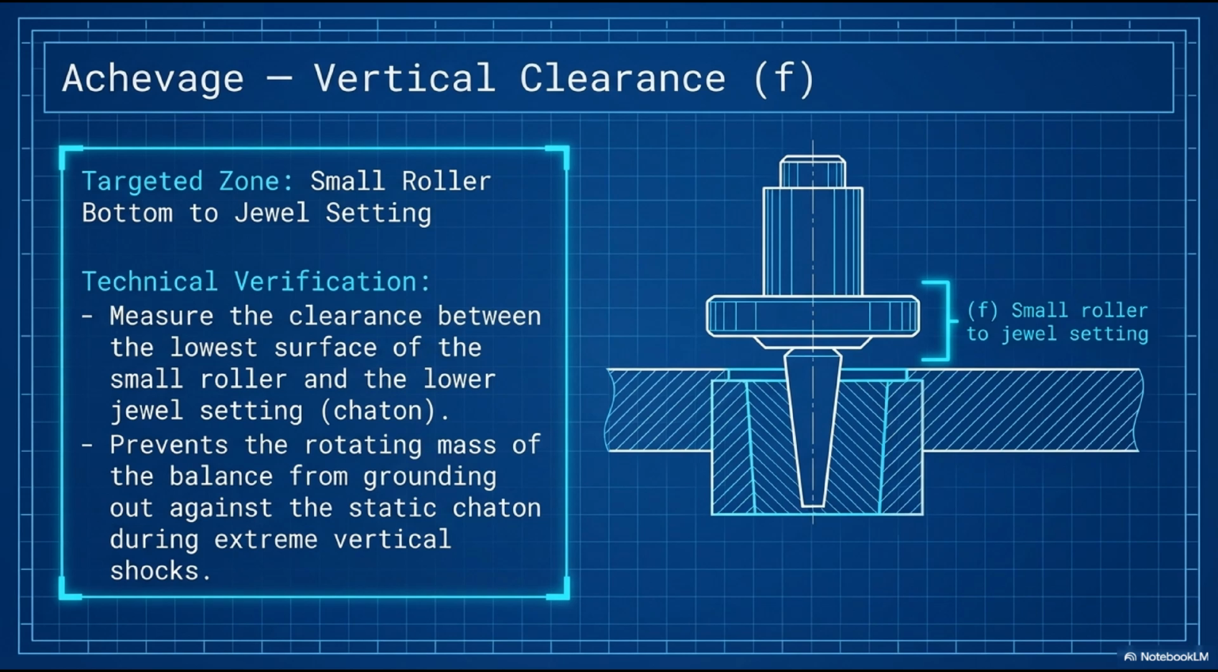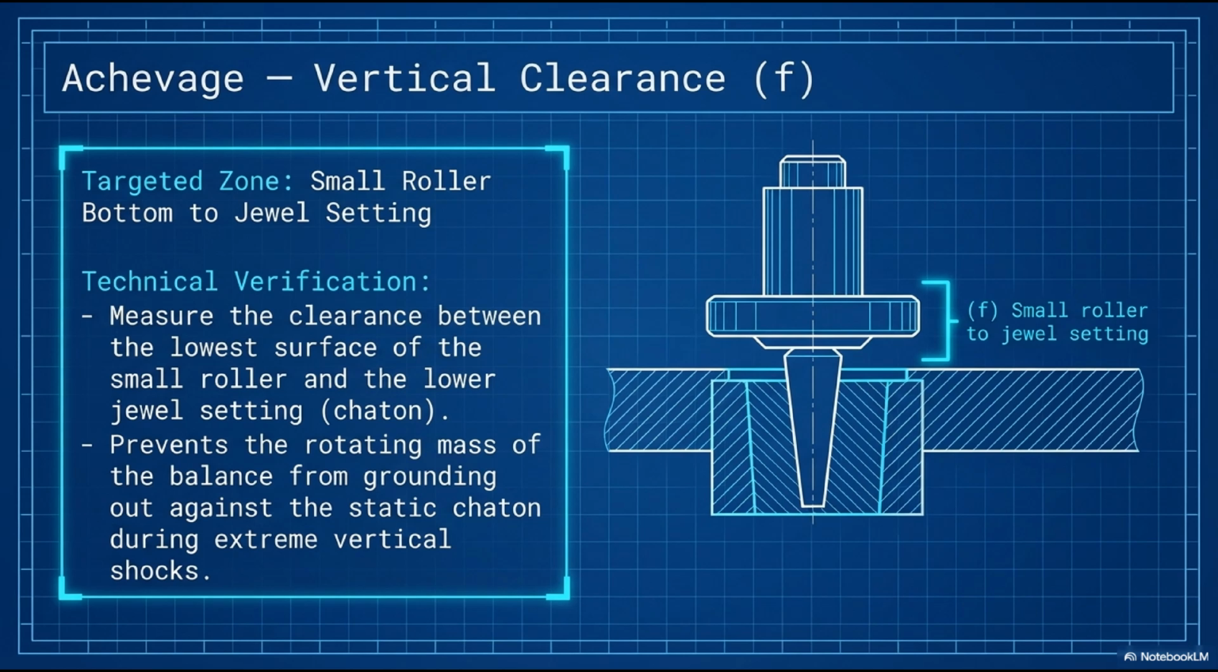Under a sharp downward impact, the balance staff and roller assembly move downward along the staff axis. If clearance F is 0 or negative, the small roller contacts the jewel setting and the balance staff is effectively jammed against the lower bearing. The balance stops oscillating until the shock passes and the staff returns to its normal axial position.